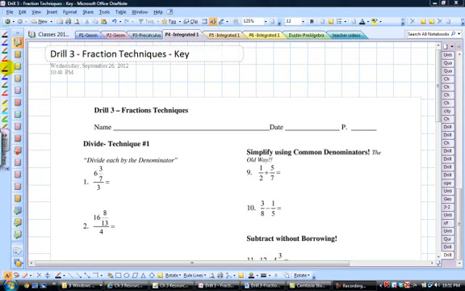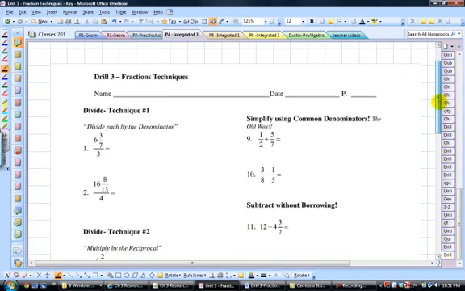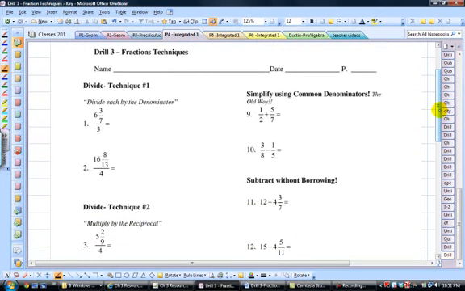Hello everybody, this is Miss Rainsworth, and we are going to get into our third drill here called fraction techniques, and go over some new ones too. Ones we've already done, so I'm going to repeat those, and also a few new ones here. So here we go. Strap on, it's going to go kind of fast here. It's going to be a pause and play video.